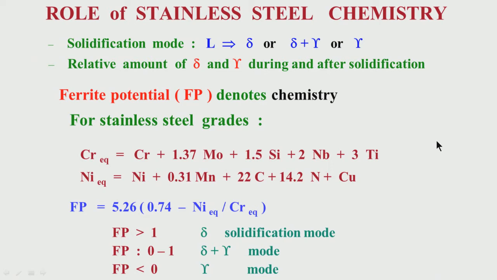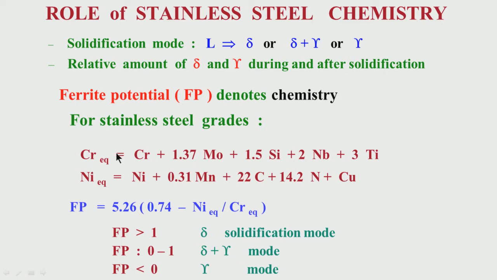Since chromium and nickel are the two important alloying elements for stainless steel, all the alloying elements have been divided into two broad categories. If they are ferrite stabilizers, they are put together for finding the chromium equivalent. If they are austenite stabilizers, they are put together along with nickel, because nickel is the austenite stabilizer and chromium is the ferrite stabilizer. So, how will solidification take place, through ferrite, that means delta, or through austenite? In the iron carbon diagram it was everything by carbon equivalent. Here we have to look into the two alloying elements, the chromium equivalent and nickel equivalent, because chromium stabilizes ferrite and nickel stabilizes austenite.